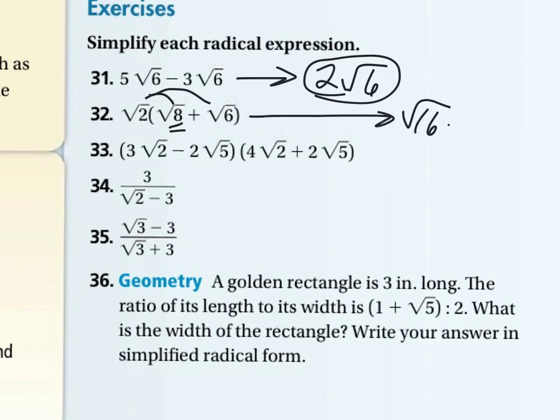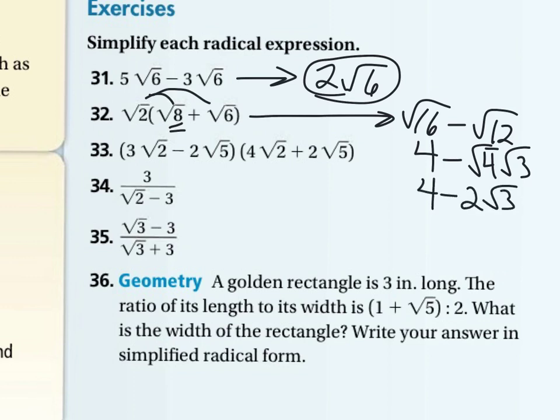because then you're going to have square root of 16 minus the square root of 12. And then square root of 16 is 4. Square root of 12 you can break up. And so that would be 4 minus 2 square root of 3. And I had a sign mistake here, actually. Sorry about that. That should be plus instead of minus.